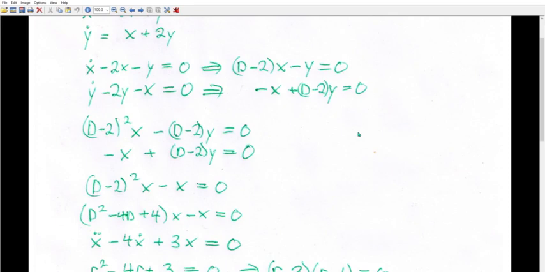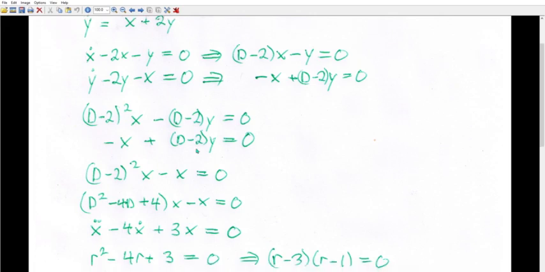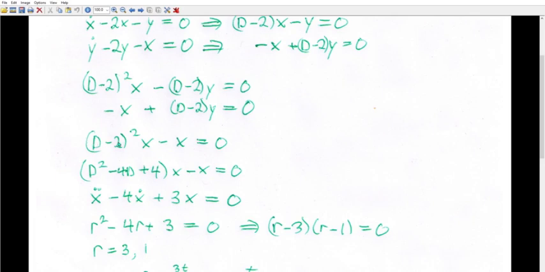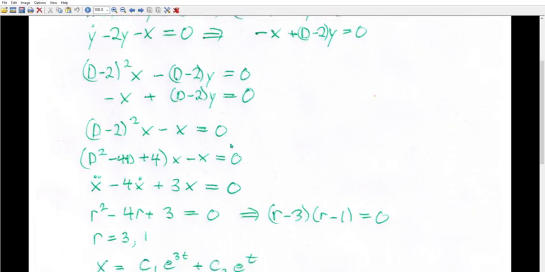Now we treat the operators just the way that you would treat constants. So what we would like to do is cancel this D minus 2 y. We're going to act on the top equation by D minus 2, which is going to give us D minus 2 squared x minus D minus 2 y equals 0. We have minus x plus D minus 2 y equals 0. You add the two equations and you get D minus 2 squared x minus x equals 0.